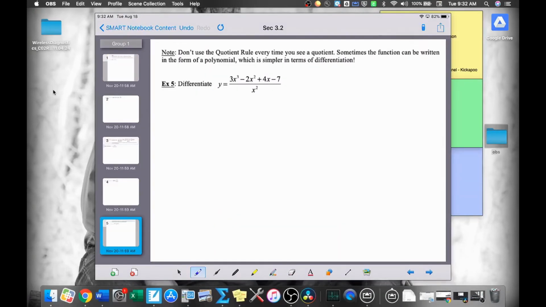In example 5, our last example, it says above it, note, don't use the quotient rule every time you see a quotient. Sometimes the function can be written in the form of a polynomial, which is simpler in terms of differentiation. And that is the case that we have here in example 5. Please note that our denominator right here is a monomial.